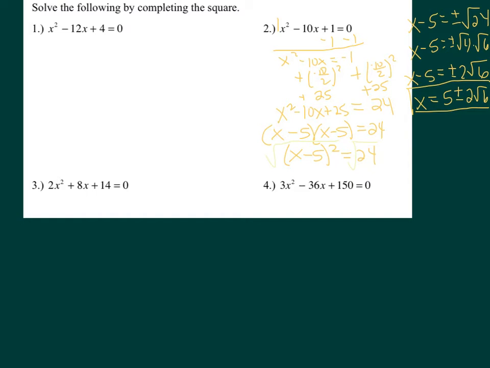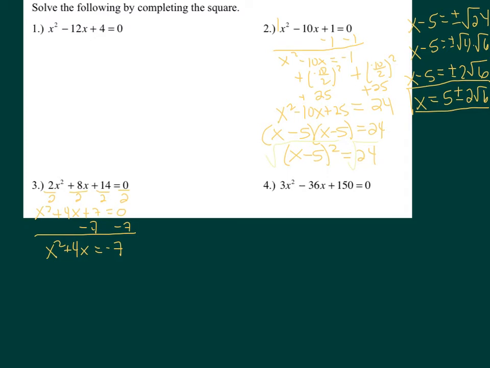Okay, so let's take a look at a couple of examples where we bring in an a value that's not 1. So in example 3, our a value is 2. So the very first thing we need to do is divide every single term by 2. So we'll get x squared plus 4x plus 7 equals 0. Then I want to move my constant to the right-hand side so it's out of the way. So x squared plus 4x equals negative 7.